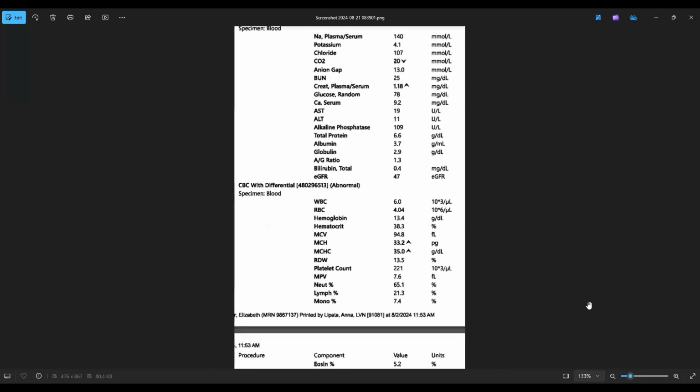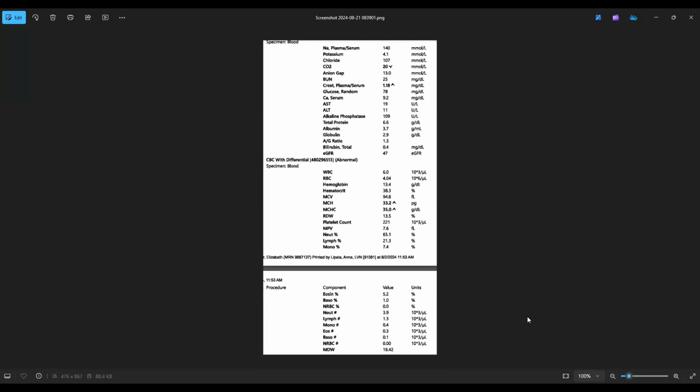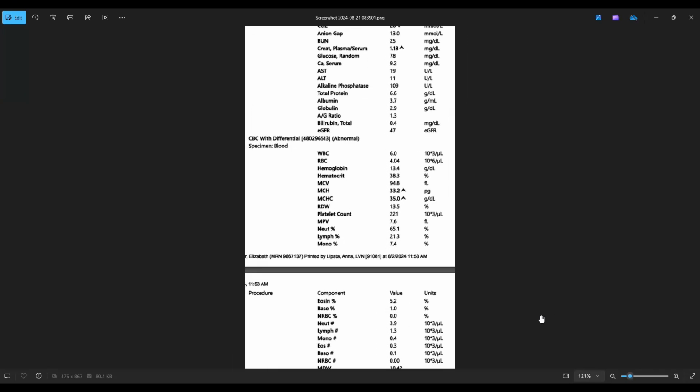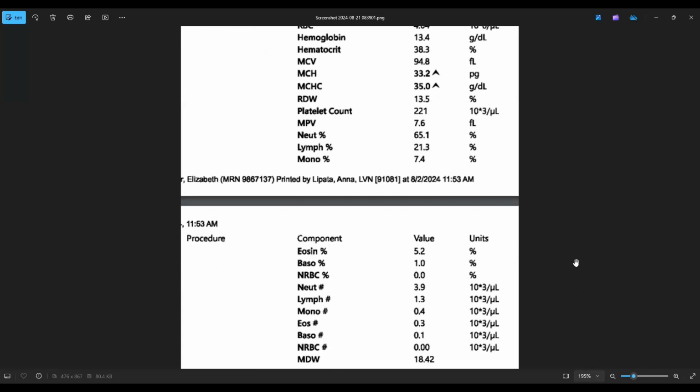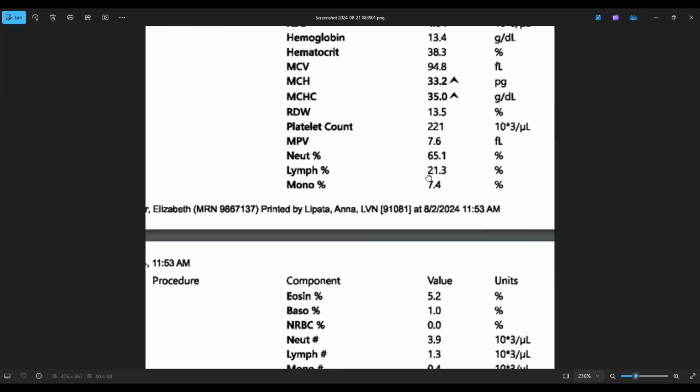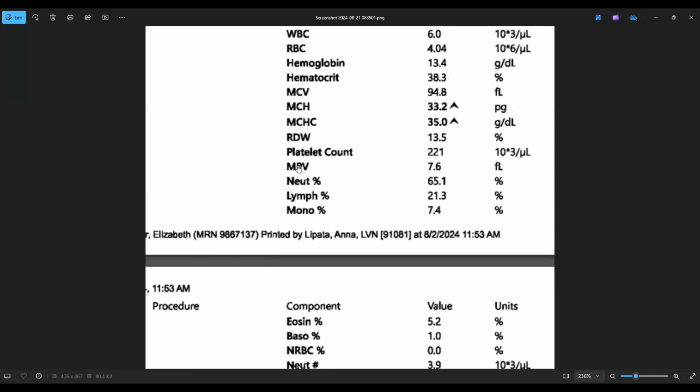Okay, so we talked about WBC. So this is just kind of a look at all the other things in the WBC. One thing that I want to point out that I didn't point out before is this MPV. So MPV is almost similar to RDW, or I'm sorry, to MCV. So MCV is the size of the RBC, right? MPV is the size of the platelet.